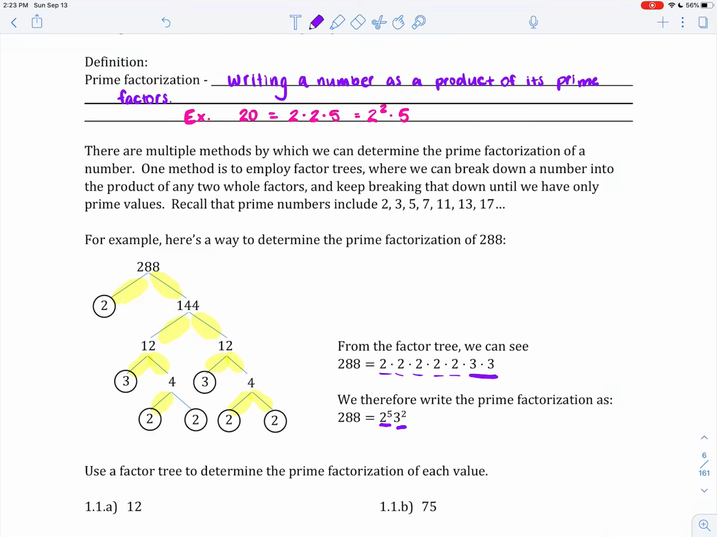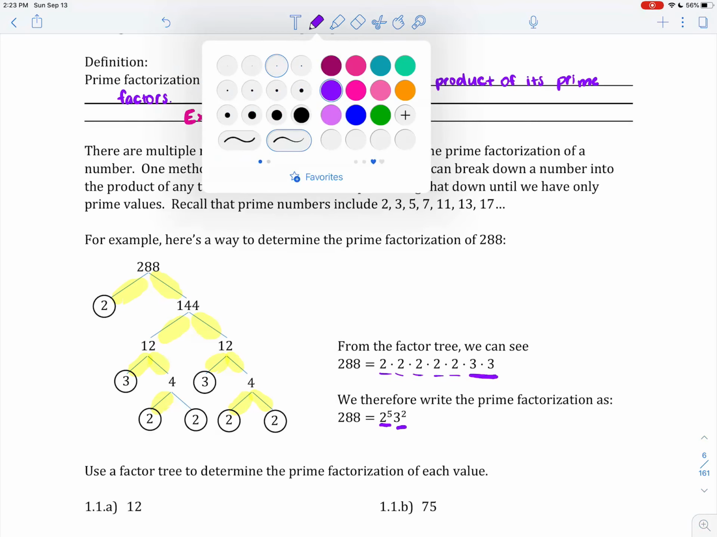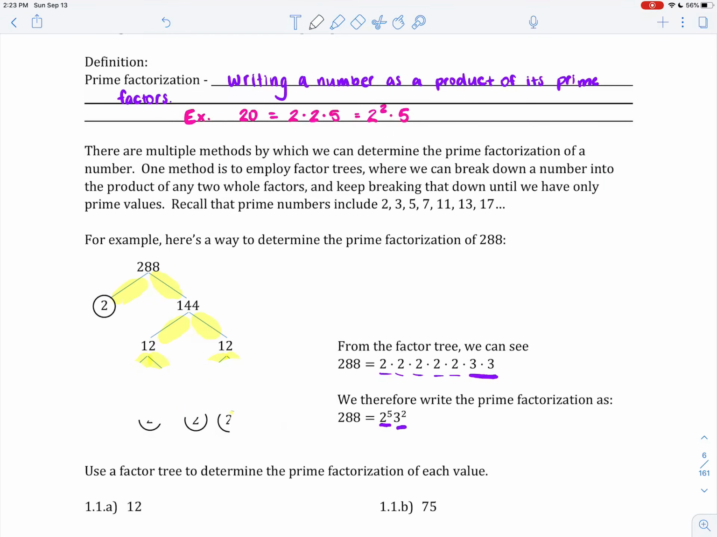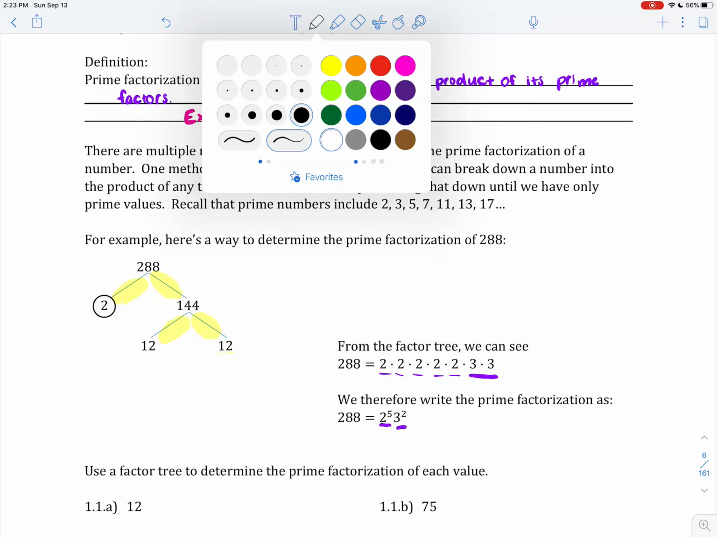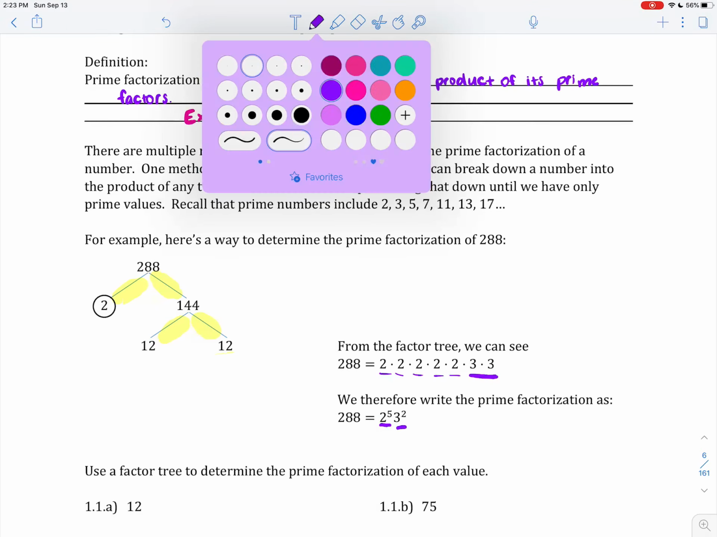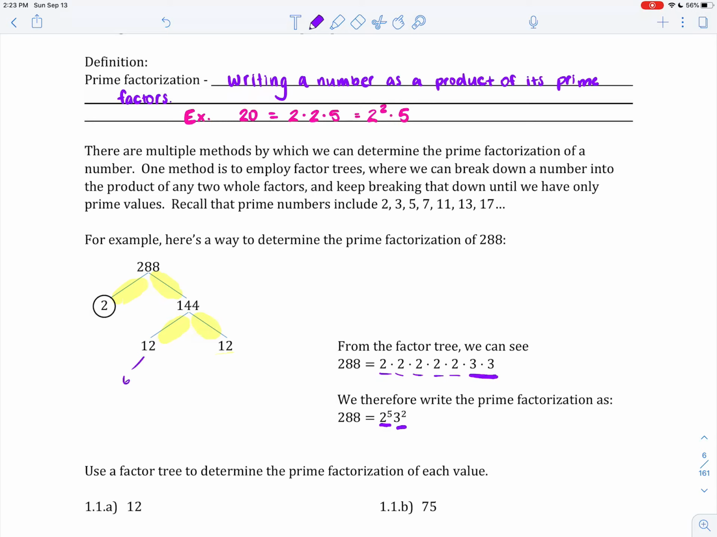So, just for funsies here, let's pretend, well, maybe I will do this. Let's pretend none of this ever happened. Whoa. And we did think about 6 and 2.